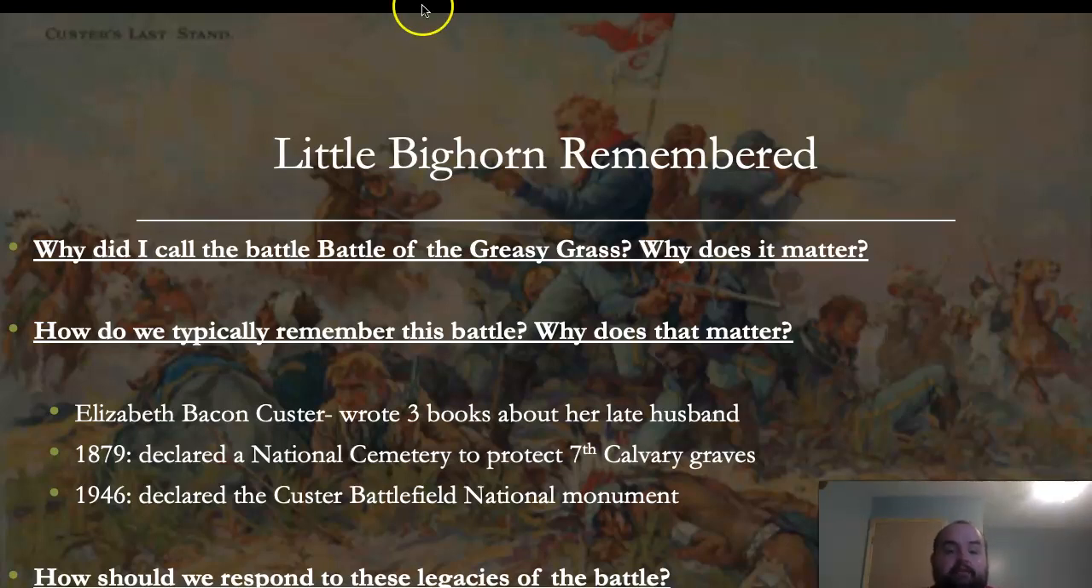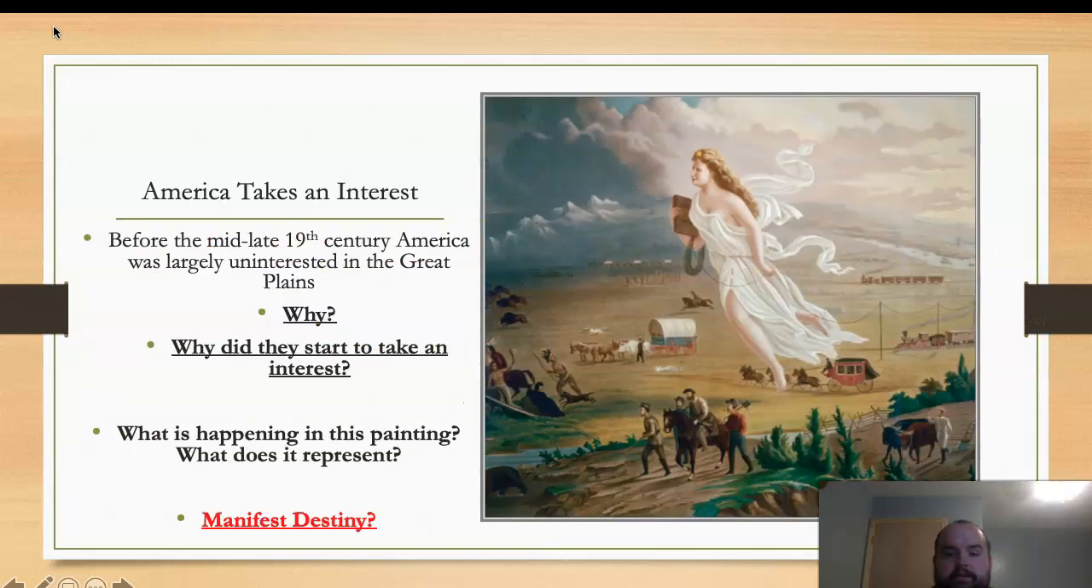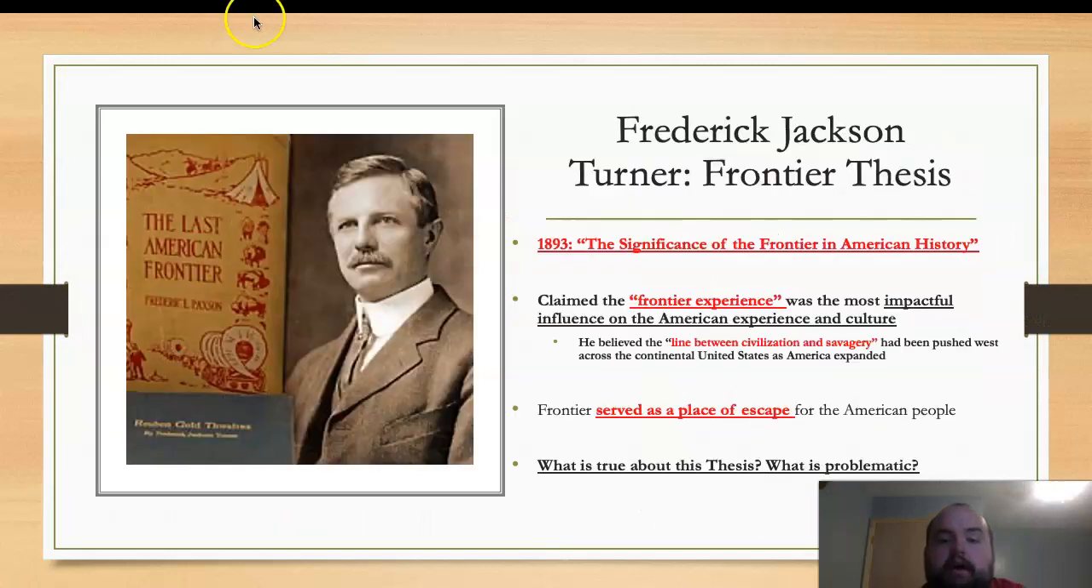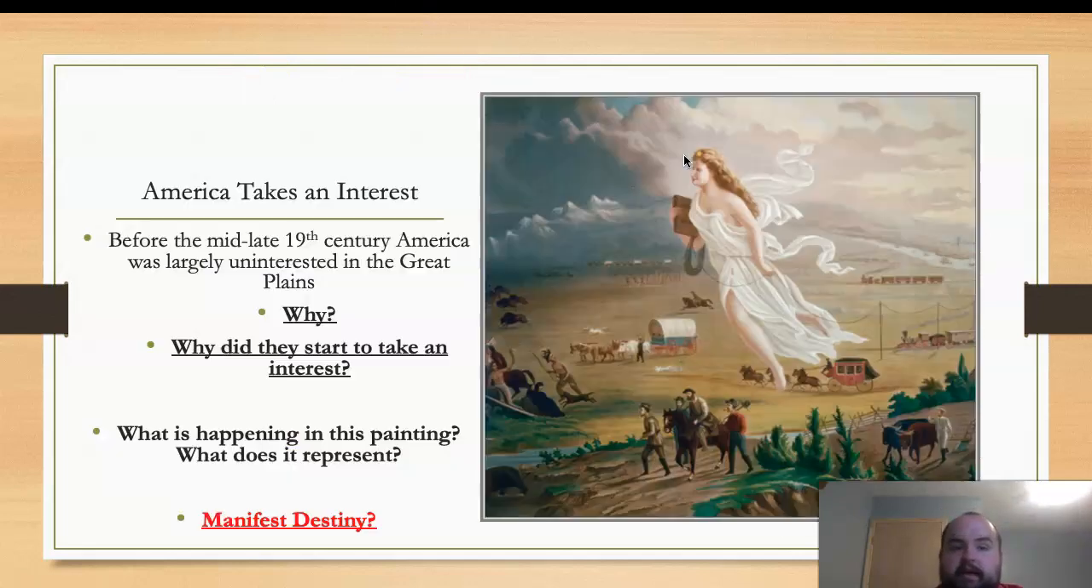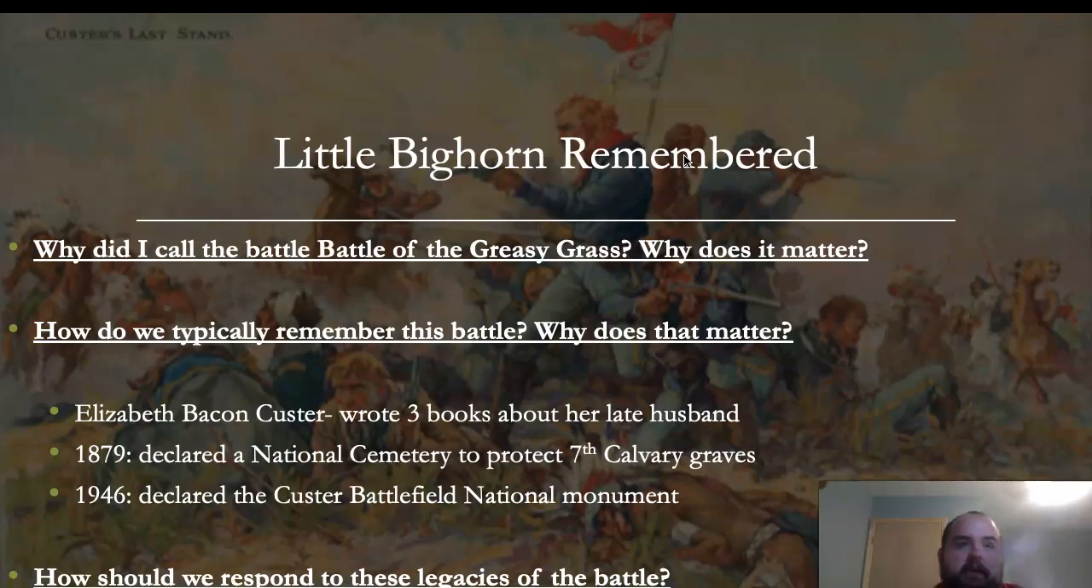Alright, again, as you might have guessed, this whole Little Bighorn idea, especially the Custer's Last Stand idea, is essentially just a continuation of, or one of the inspirations really for, Frederick Jackson Turner's Frontier Thesis. It paints the idea of a noble last stand of American heroes against savage Native Americans.